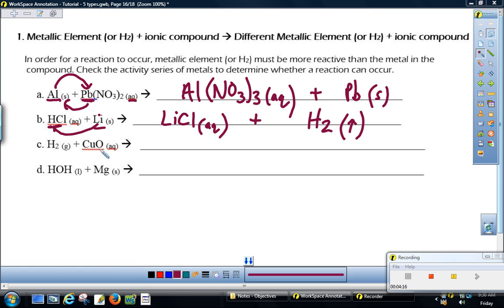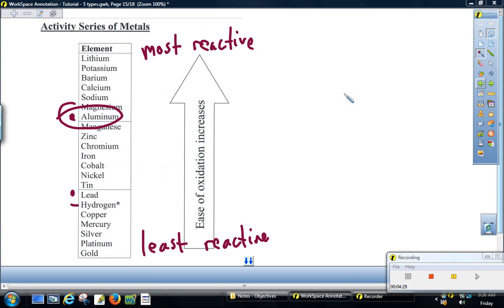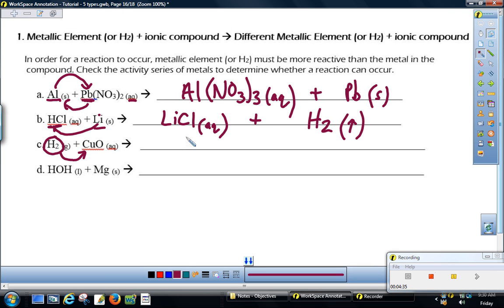Hydrogen gas versus copper oxide. Now here, hydrogen, copper, we looked at our list. Here's hydrogen, here's copper. So hydrogen is just slightly more reactive than copper. And then hydrogen versus magnesium.